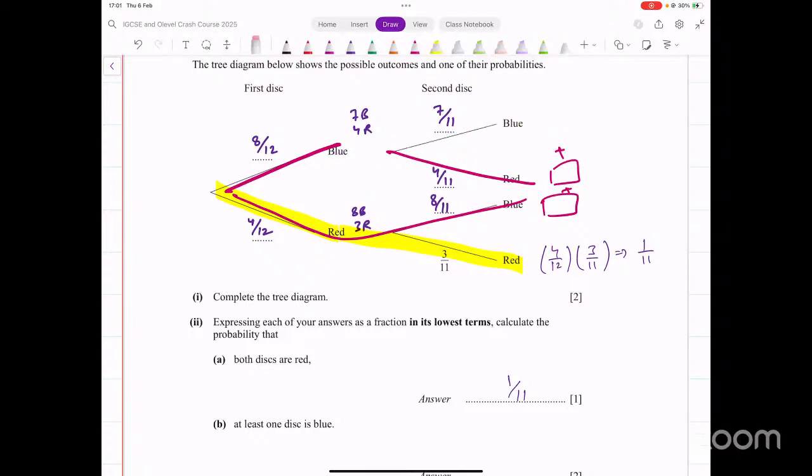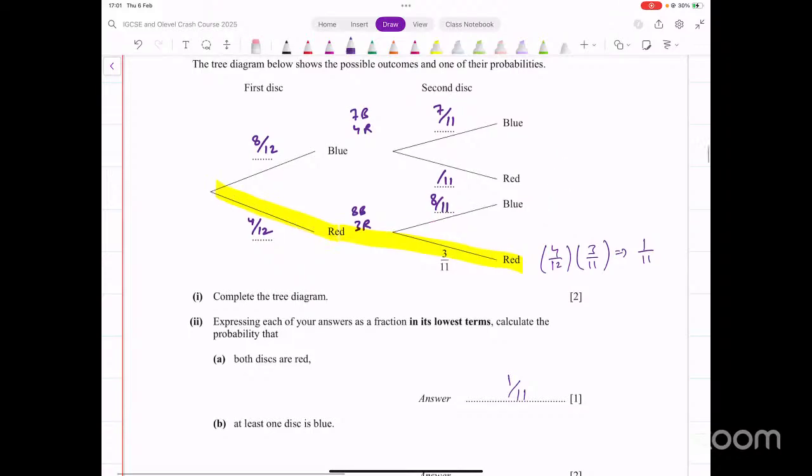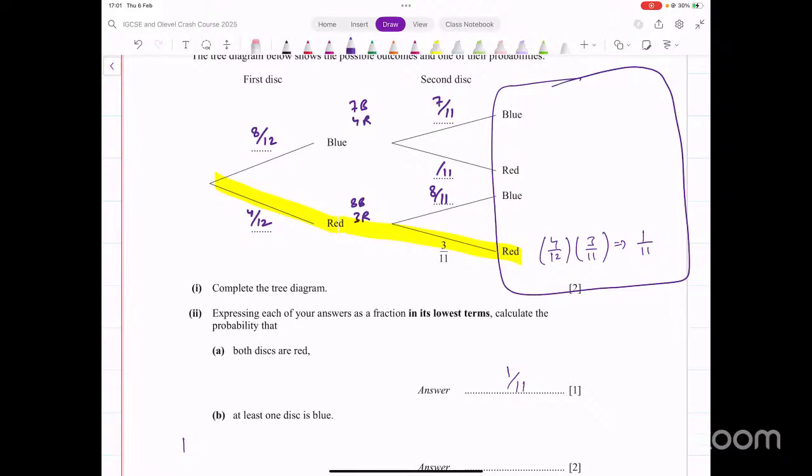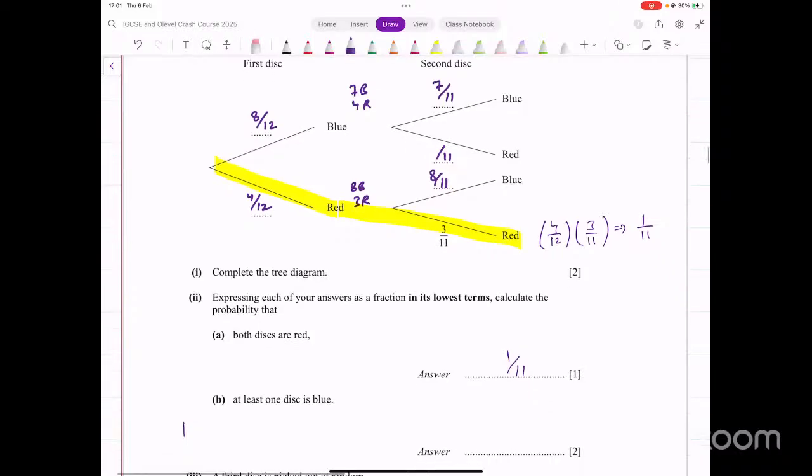Or another way of thinking about the same thing could be, they are saying at least one disc should be blue, right? We know that the total probability is going to be 1. The total probability in each case is 1, right? So for all of these 4 cases that we have, blue, blue, blue, red, red, blue, red, red, the total is supposed to be 1. If we subtract this probability from 1, 1 minus 1/11, that gives us 10 out of 11.